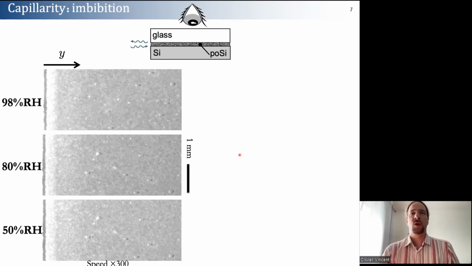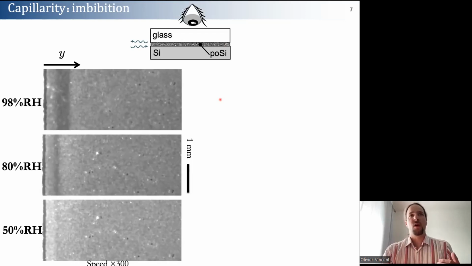And of course, what we did is also look at the reverse process of, instead of drying the system, we drive imbibition through it. And the way we do this is we take kind of the exact same system, but without a reservoir. And we take the system completely dry, and we put it in some relative humidity that is relatively high, I would say. So you see here, for example, 98%, 80%, 50%. And once we do this, so we start from the dry system and increase the relative humidity, you will see that there's a front that develops from the edge in the system.